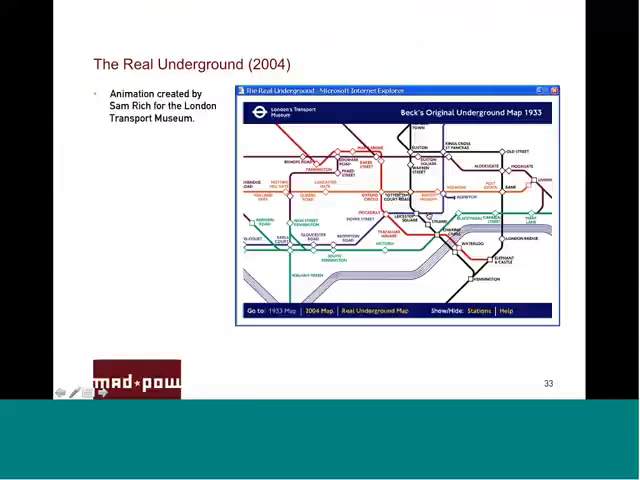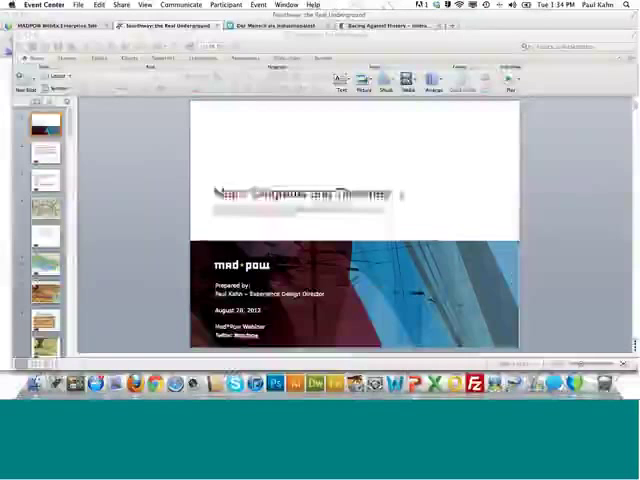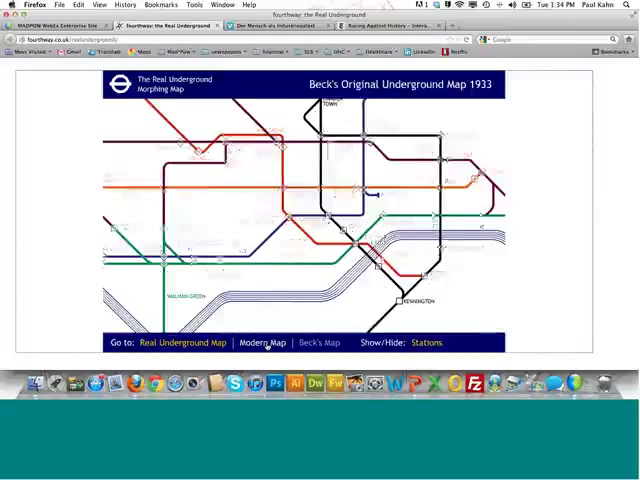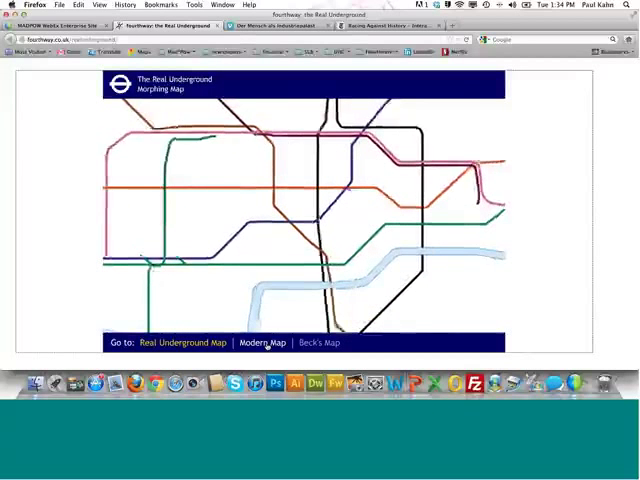So I'd like to go over to a wonderful animation that was made in 2000 for the London Transport Museum to really illustrate how this type of design works. This is a close-up of the original 1933 map, showing you how the lines were set up at that time. Here's what the same lines look like in 2004.